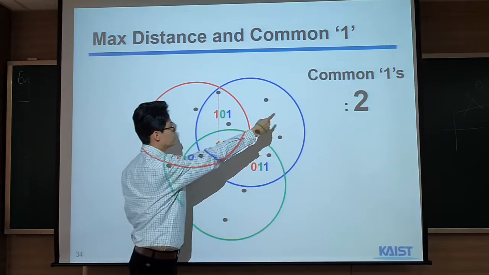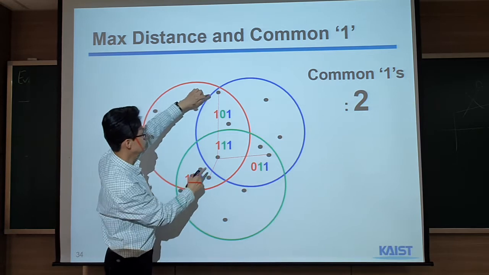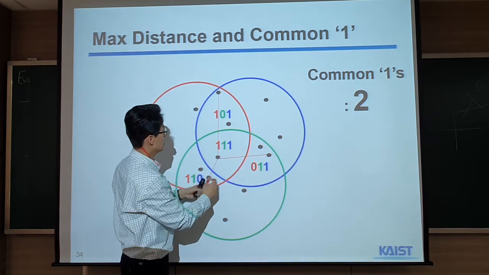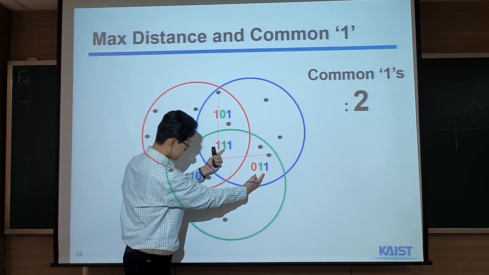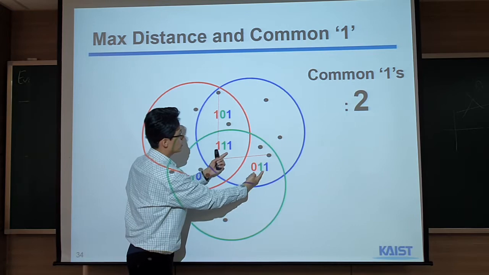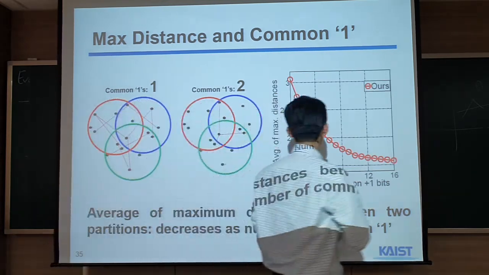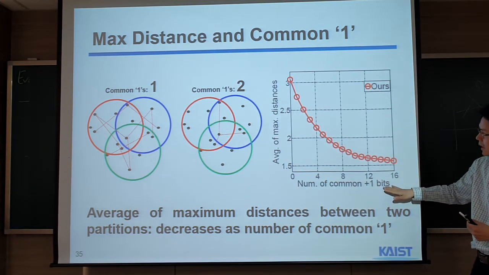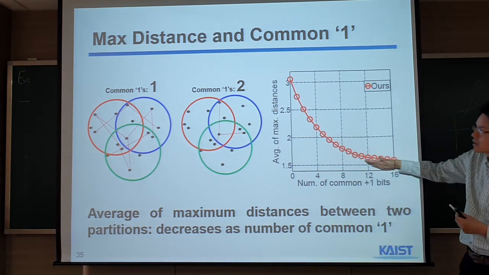In terms of two bits having the same bit value of 1, these two data are located at the maximum distance of one. Then if we compute that, as we increase the number of common 1 bit values, their average maximum distance reduces as a rational function, right?